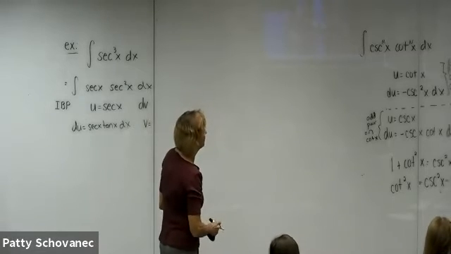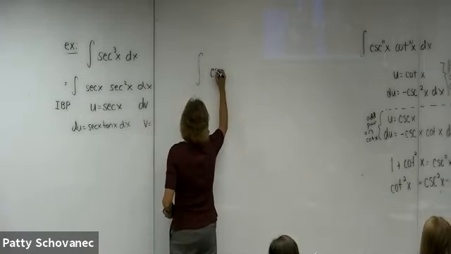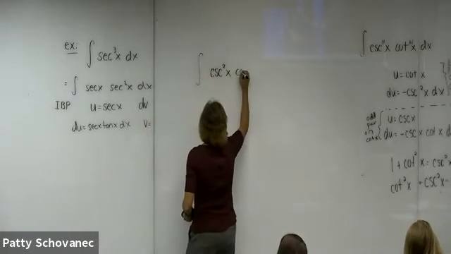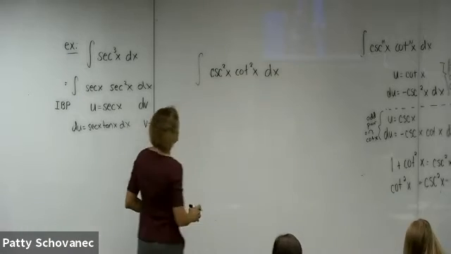Cosecant is 6, cotangent is 7. Let's just keep it small this time. Can you do that one real quick?